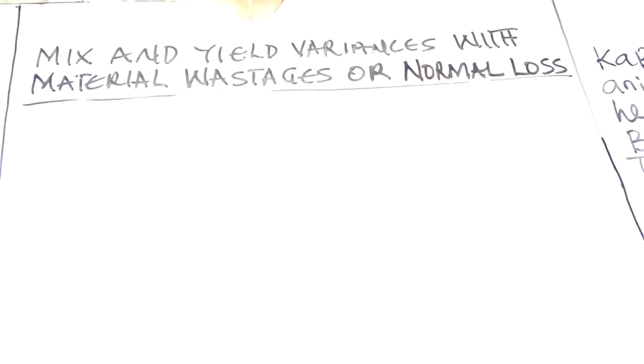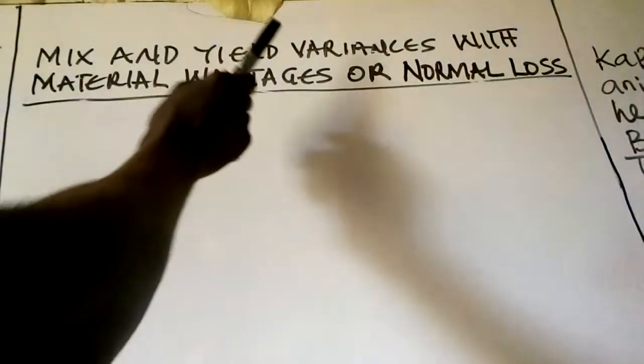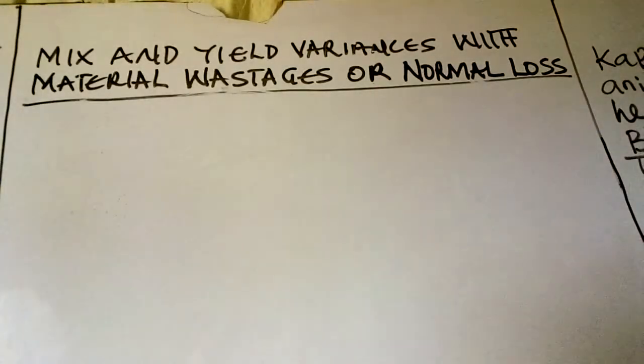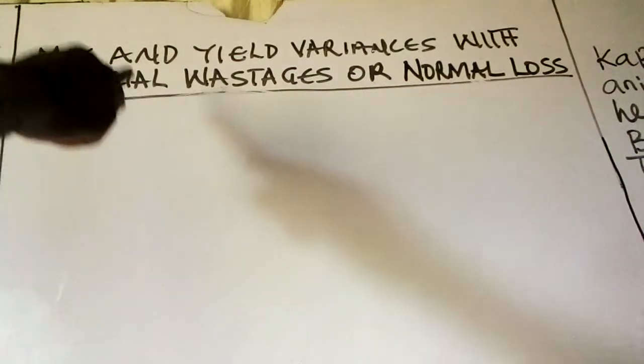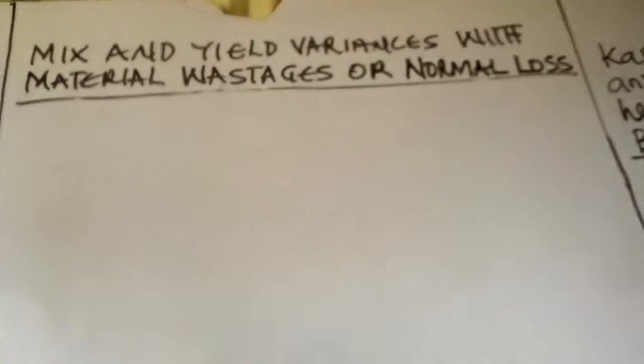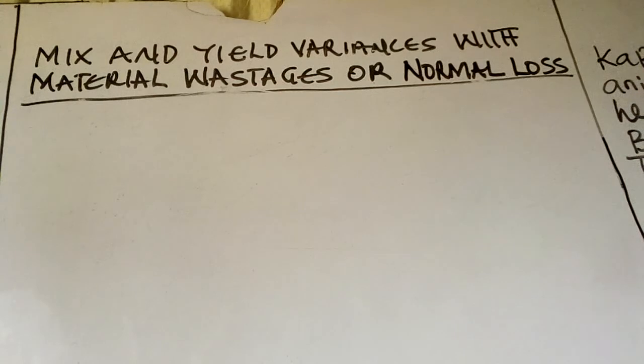Welcome back. I want to examine material mix and yield variances with wastages or normal loss. This is part 3. In this part 3, I tend to solve questions from the past ACCA examination questions. The question is obtained from Kaplan ACCA Practice and Revision Kit Performance Management.